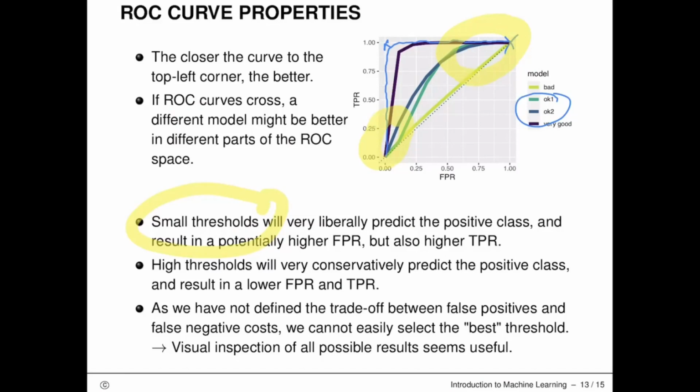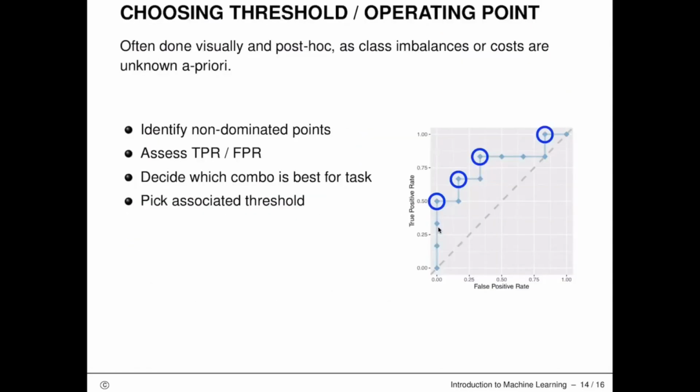Visual inspection of all possible results seems useful, but of course, this is an important problem. Because in the end, in a practical problem, we will have to decide for one threshold because we need a concrete classifier which outputs concrete class labels of the positive and negative class. So we will need later on some options to decide on the best threshold. So how can we then choose the best threshold or operating point?